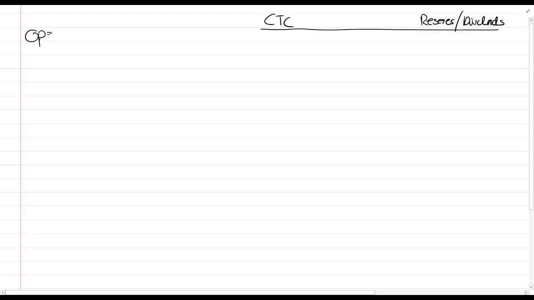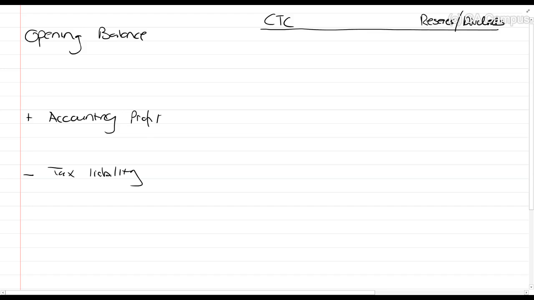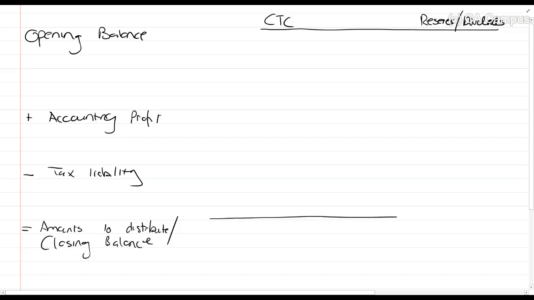So we're going to say opening balance plus accounting profit less tax liability, and that is going to give us the amounts to distribute, or closing balance of retained earnings, if you want to call it that. So this is an accounting thing we're doing. Right, so first up is the opening balance.